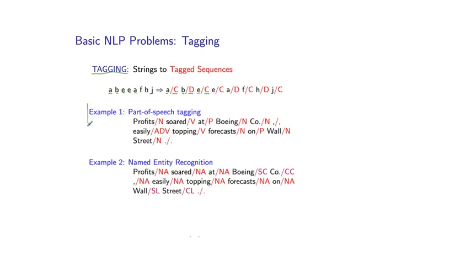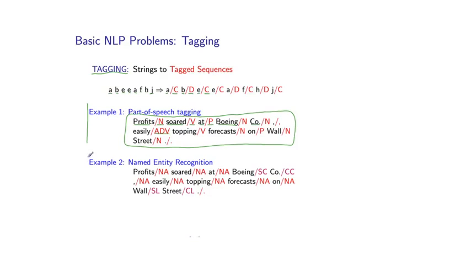The first one is part-of-speech tagging. The problem in this case is to take a sentence as input, for example, profits soared at Boeing, Co., and so on, and to tag each word in the input with its part of speech. N stands for noun, V stands for verb, P stands for preposition, ADV stands for adverb, and so on and so on. This is one of the most basic problems in natural language processing. If you can perform this mapping with high accuracy, it's actually useful across a very wide range of applications.